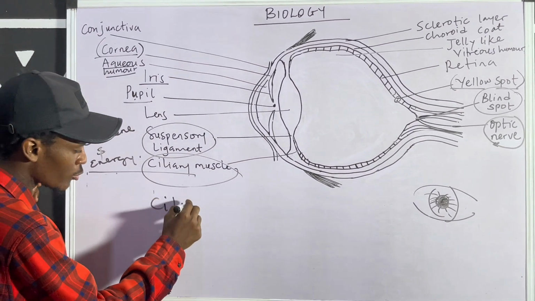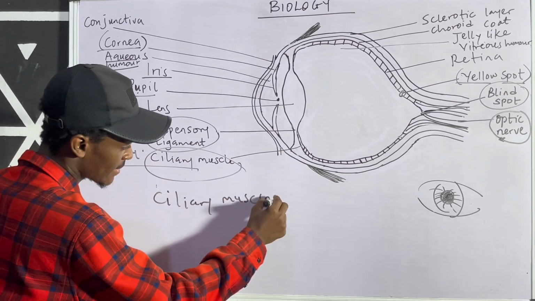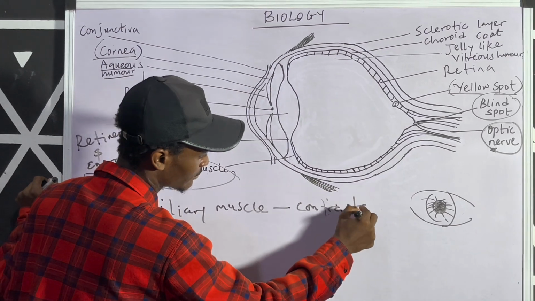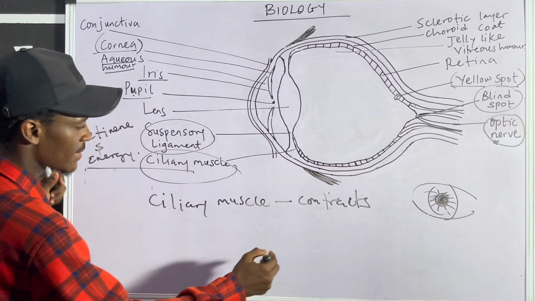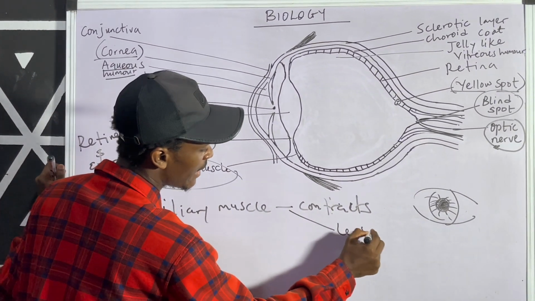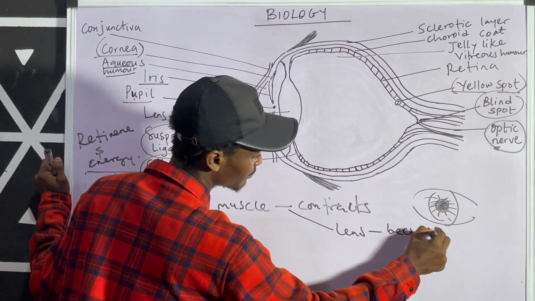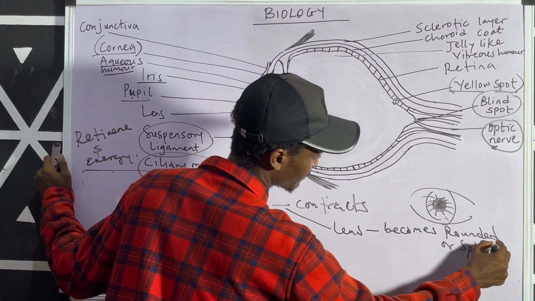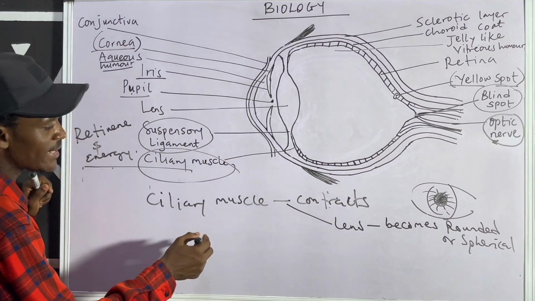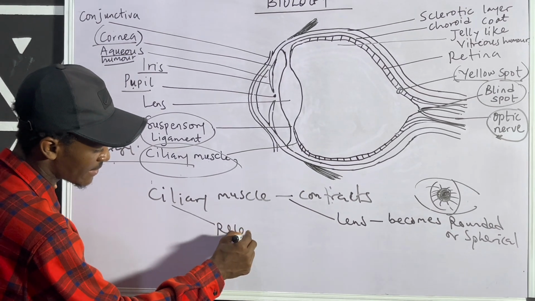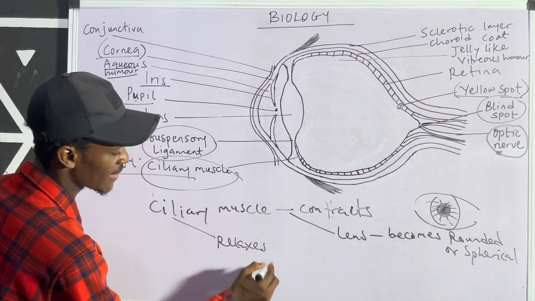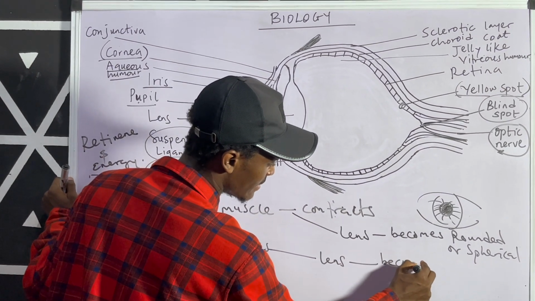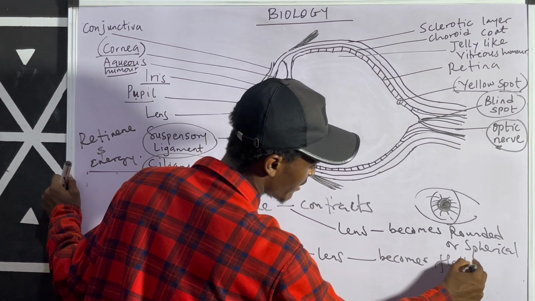When the ciliary muscle contracts, what happens to the lens? The lens becomes rounded or spherical. Take note of that. Then what about when the ciliary muscle relaxes? When the ciliary muscle relaxes, what happens to the lens? The lens becomes flattened. Take note of this one, it's very important.